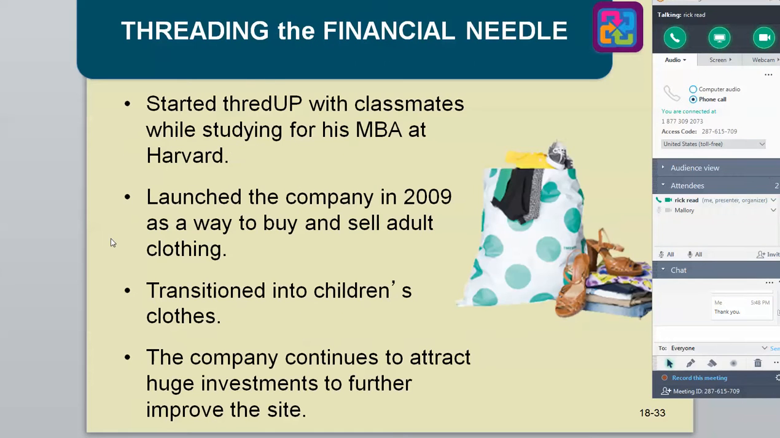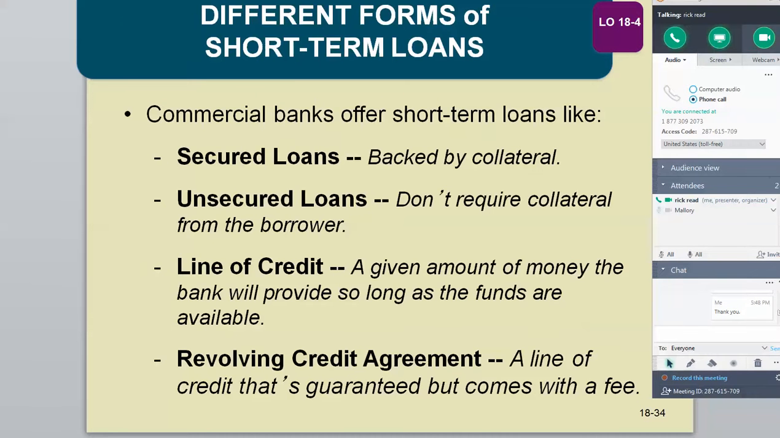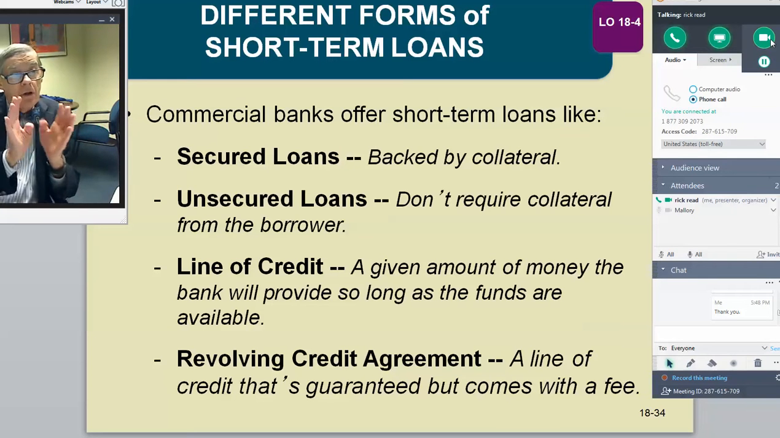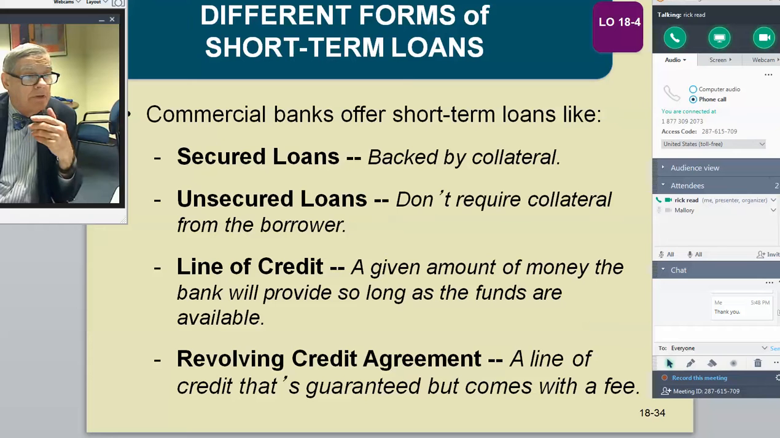And so you can do things like secured loans. Remember, secured loan is backed by something, usually property. Unsecured loans, you might be able to get that because the banker knows you and knows you're good for the money. Line of credit, you can draw this amount of money as long as the bank has it to be able to lend to you. And the revolving credit account, that comes usually from a bank, but obviously there's a fee for that. So it's not something you're going to find very quickly.